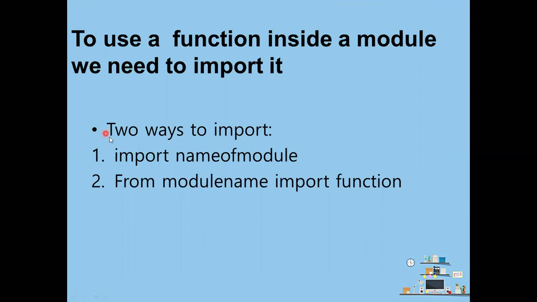So there are two ways to import a module. The first way is import and then the name of the module. This is the syntax. Import is the keyword here, and then the name of the module. And the second syntax is from, where from is the keyword, and then the name of the module, and then whatever function you want to import. You can import more than one function, or only a single function. So these are the two ways. Let us see these ways one by one.